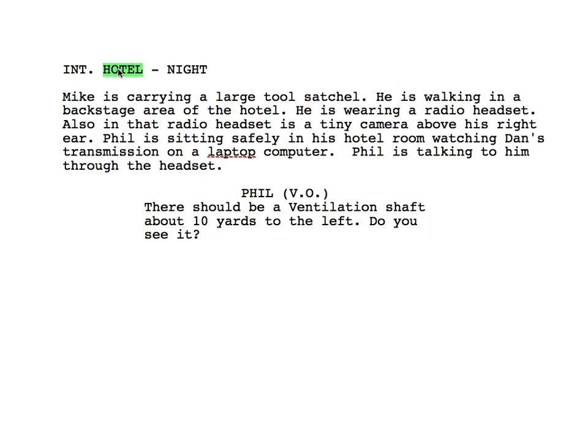Interior hotel, night. Well, the problem really starts with the scene headers. They're not specific enough. We're not just in a hotel. We are in a backstage area of the hotel, it says in the next line. So, interior backstage, night. Let's get rid of that whole sentence so we don't leave it dangling there.